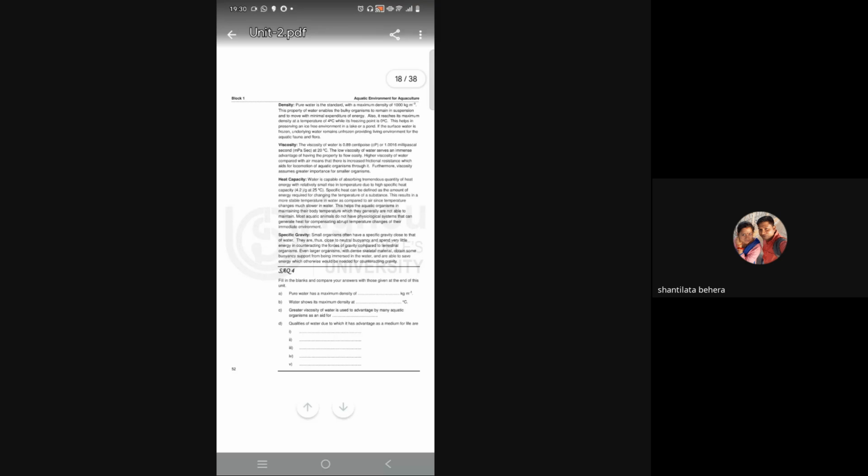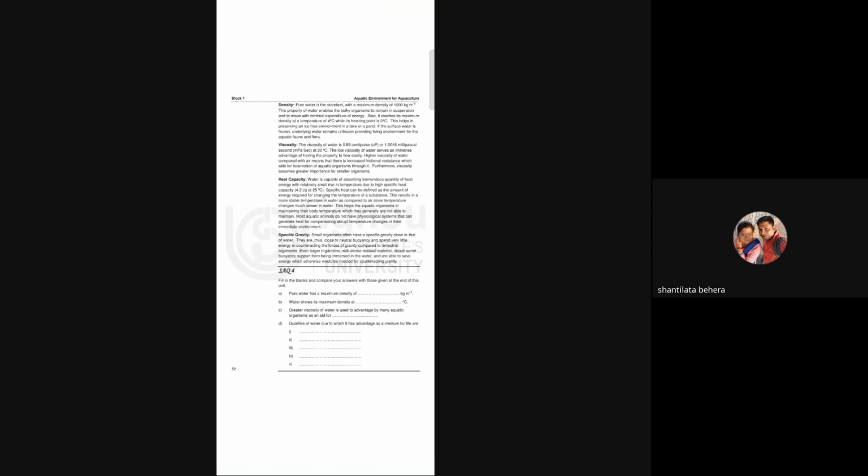Viscosity. Viscosity is also a major factor that helps in the growth of organisms. The viscosity of water is 0.89, which is proper for the growth of plants and animals. If there is a change in viscosity for various reasons, such as a change in solute particles, that will not allow the organisms to grow.